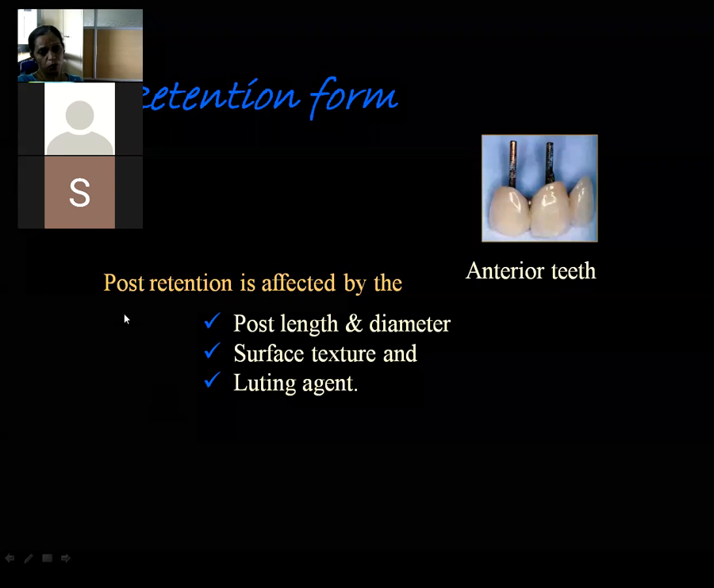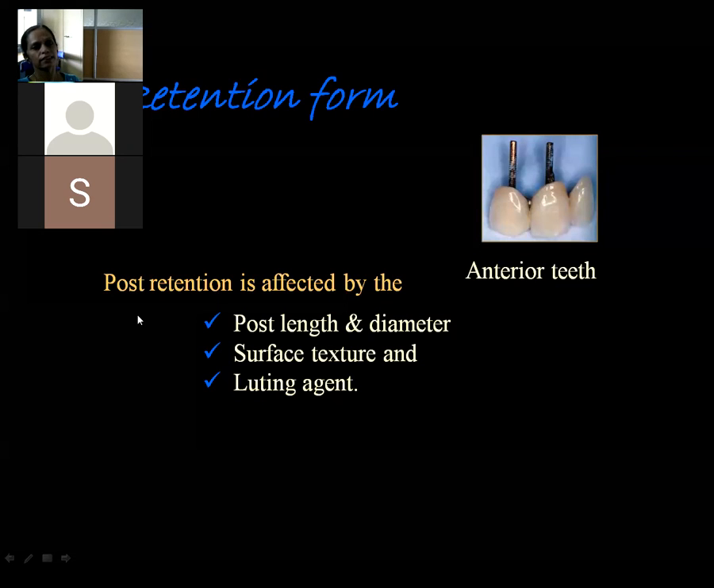Before going for this preparation, we'll see how the posts are retained inside the root. What are the things you should consider while placing the posts inside the canal? Retention of the posts inside the radicular part depends on these four factors: post length, post diameter, surface texture, and luting agent. So, post length. First we'll decide the retention of the post. We are discussing retention of the post.